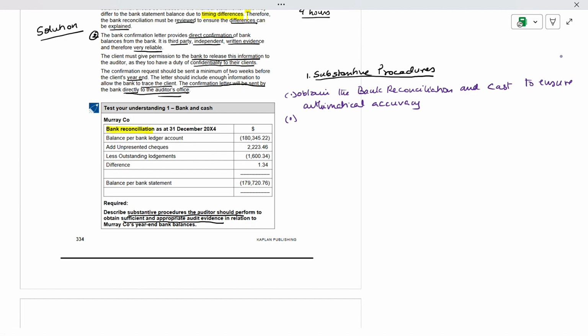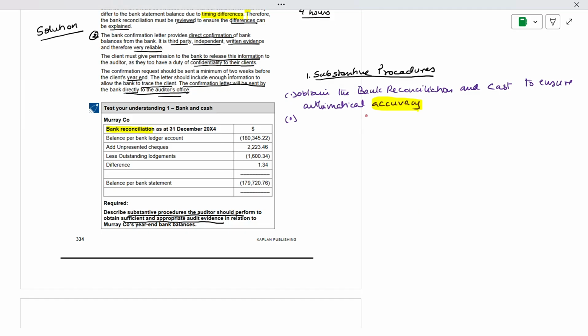Okay, first, which assertion are we doing? We are doing the assertion with respect to what? Accuracy. Now what will we do as the second one?